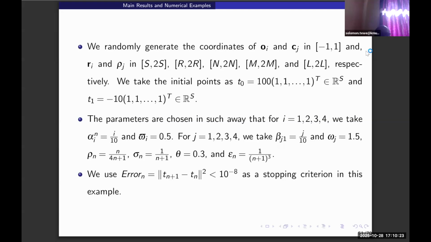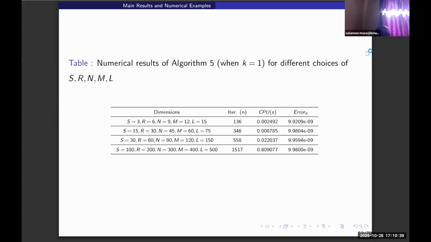We randomly generate the coordinates of OI and CJ, and the parameters are also given here. We consider the stopping criteria to be less than 10 raised to minus 8. These are the numerical results where, by varying the dimensions S, N, M, and L, we calculate the number of iterations required to converge to the required solution by restricting the stopping criteria, and we also calculate the CPU time required to converge to the required solution and the error, which is given here.